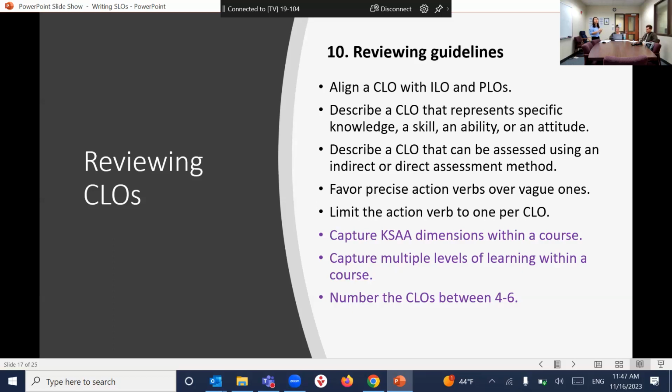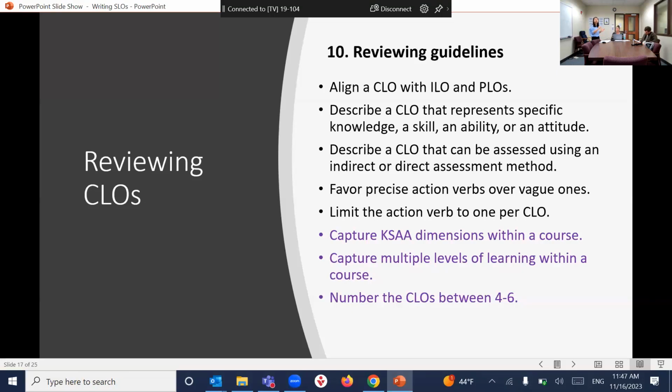And third is to describe course learning outcomes that can be assessed using a direct or indirect assessment method. Direct assessment methods refer to assignments, exams, projects, demonstrations, performances, right? Those you can see students' performance directly. While indirect assessment refers to, for example, surveys, student reflection journals, or teacher observation, which is more about knowing students' performance indirectly.